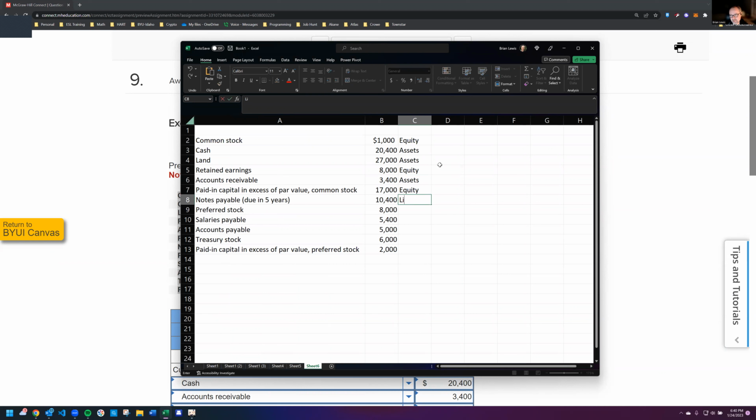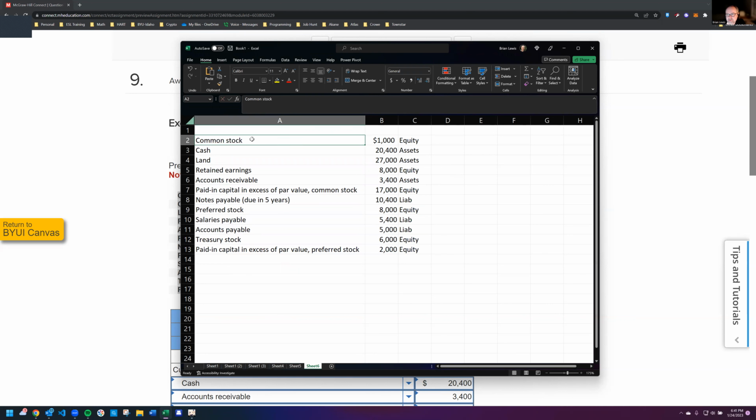Notes payable is a liability. Preferred stock is an equity. Salaries payable is a liability. Accounts payable is a liability. Treasury stock is an equity. And paid in capital is another equity account. Okay.